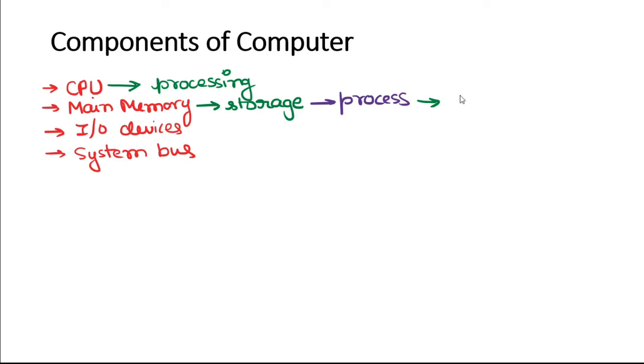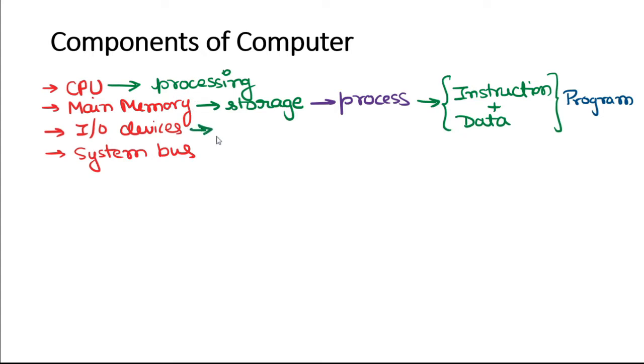Okay, and process has instruction and data, right? It has instruction and data. These are only two things that are present in a process, right? That means main memory stores instruction and data. We also sometimes call it a program, right? So main memory acts as a storage unit. So the functionality of IO device is that it acts as a user interface.